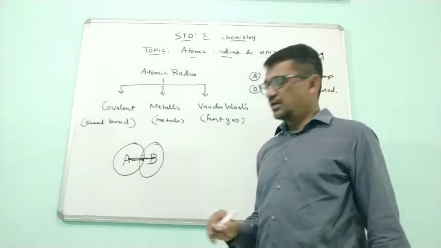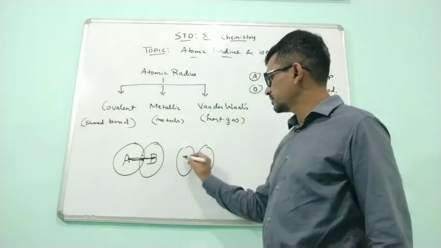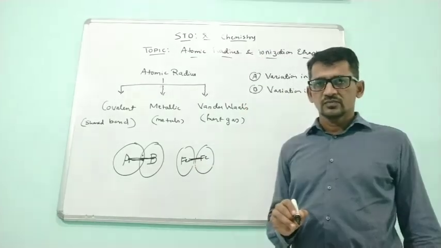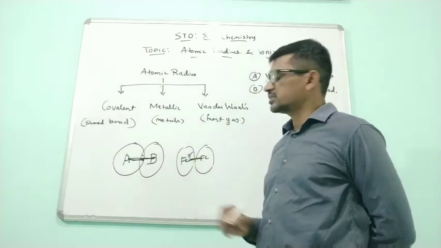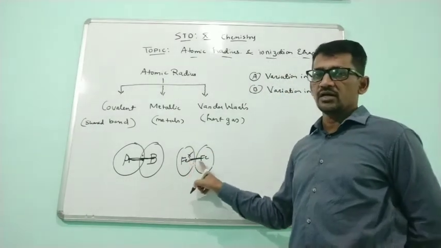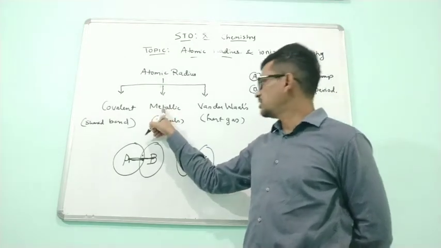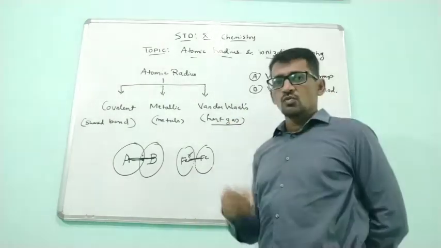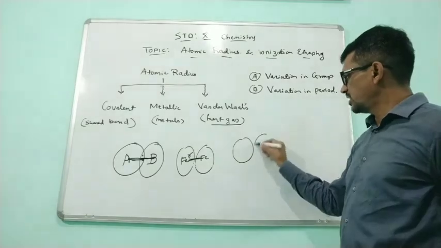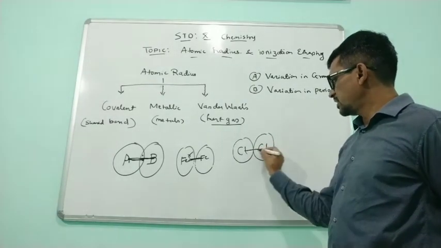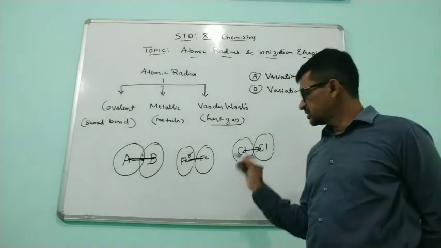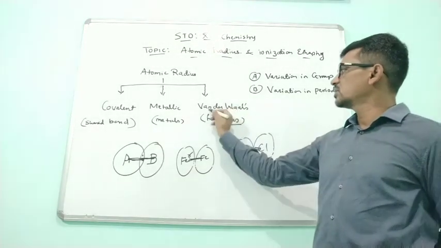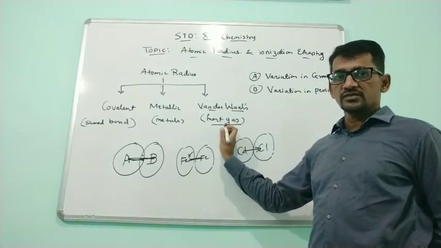Second is the metallic radius. If iron, Fe, is there, then the distance between two nuclei, you make it half, then it will give the radius in a metallic bond, for example iron and copper. So that radius is known as metallic radius. Next, third one is van der Waals radius. In an inert gas, if both atoms are the same, suppose it is chlorine, the distance between these two is the diameter. This divided by 2 will give the radius. That radius is known as van der Waals radius, or inert gas radius.